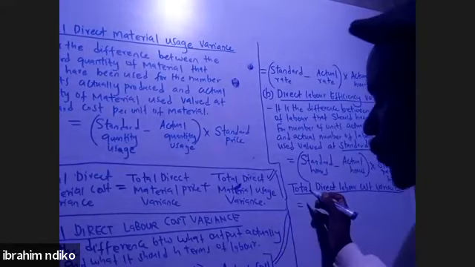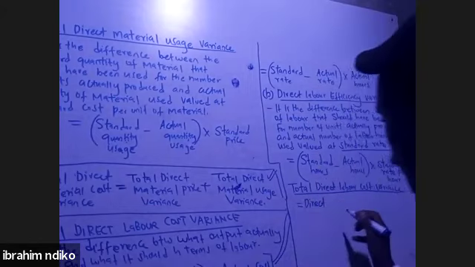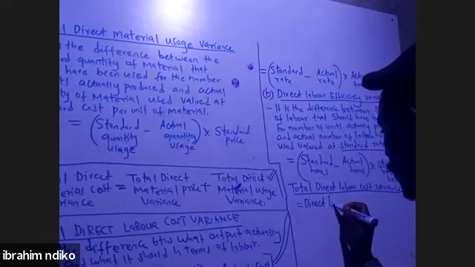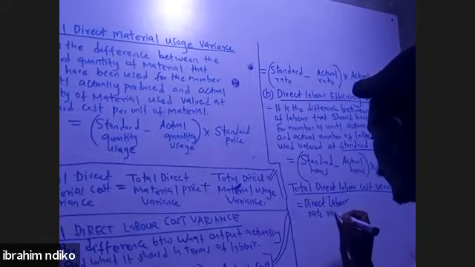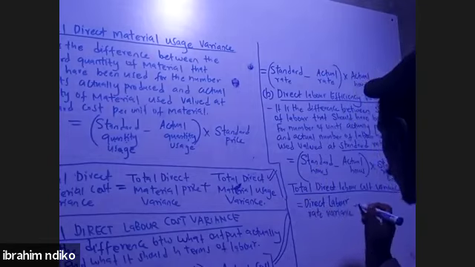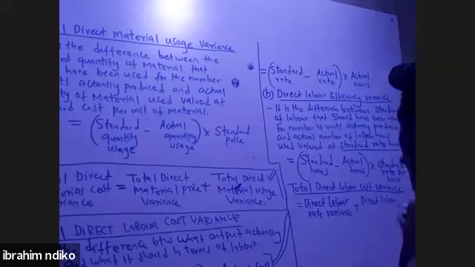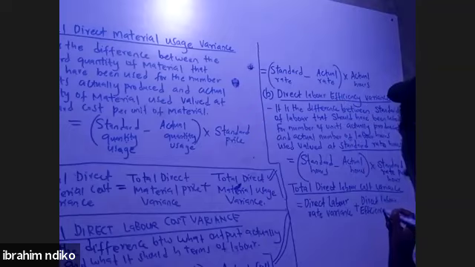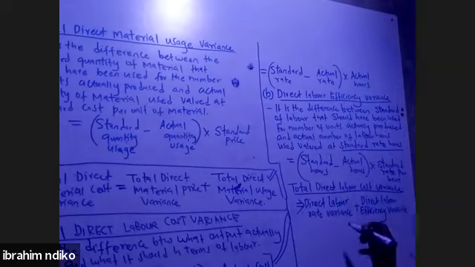Ninaandika hapa. You can start with direct labor rate variance plus direct labor efficiency variance. So kama unataka kutumia hiyo ingine unatumia hii. So hiyo ingine ni gani? Hiyo ingine ilikuwa inaenda hivi.